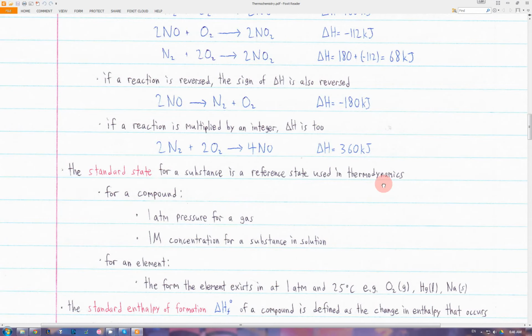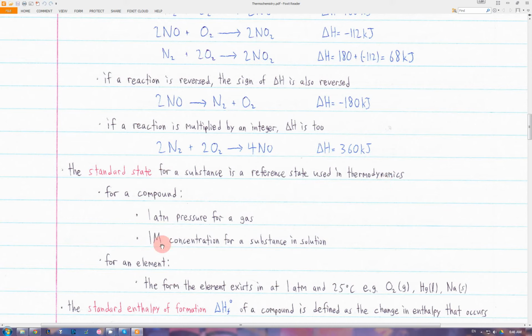So for a compound, all the standard state means is that if it's a gas, then it's going to be at 1 atm, and if it's a substance in a solution, it's going to be at 1 molarity. Now, for example, the standard state of H2O liquid is just H2O liquid. The standard state doesn't really mean anything for that. If we have H2O gas, the standard state will be H2O gas at 1 atm.